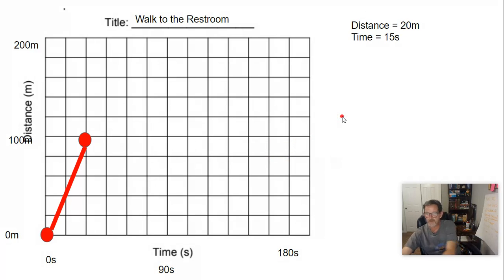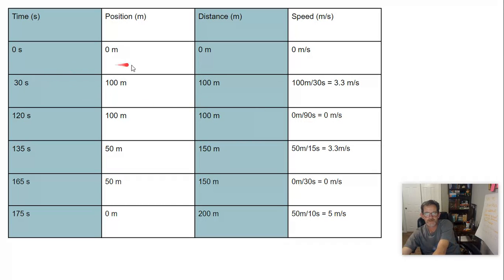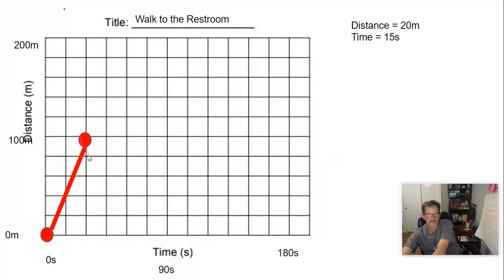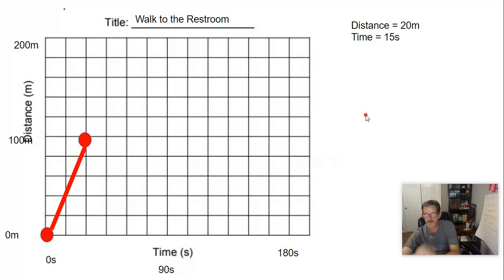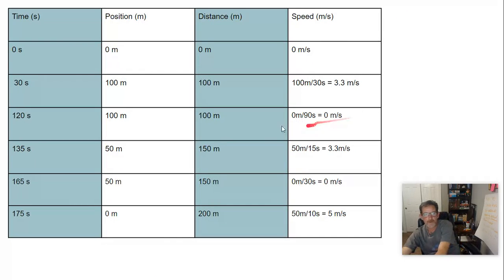And so if we go back to our first one, we know we started at 0, 0, and then in 30 seconds we went 100 meters. So there's our 100 meters at 30 seconds. That's our next plot. And there's our line. So that's the first part about that. Next, what you want to look at is 120 and 100 meters. So we aren't changing distance, we're just changing time.